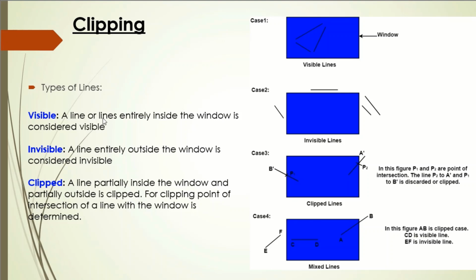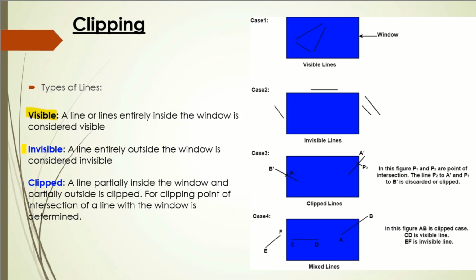Okay, let's look at this example here. We have 3 types of lines, whether it is visible, invisible, or clip. If it's visible, it is considered as visible if a line is entirely inside the window. If a line is totally or entirely inside the window, we can consider this as a visible line.